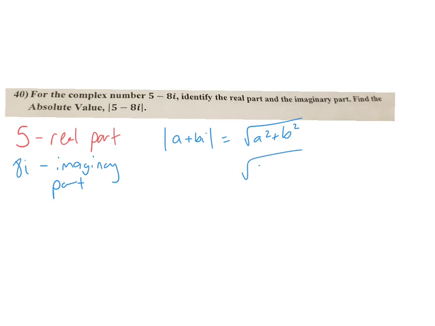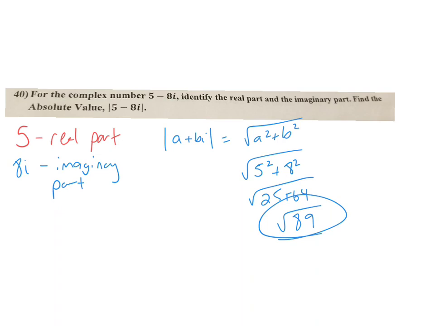So I'm going to put the square root of 5 squared plus 8 squared, so the square root of 25 plus 64, so the square root of 89. And that's it. To make sure there's nothing that goes into 89, which there are no perfect squares that go into it, so that's it. Just square root of 89, done.